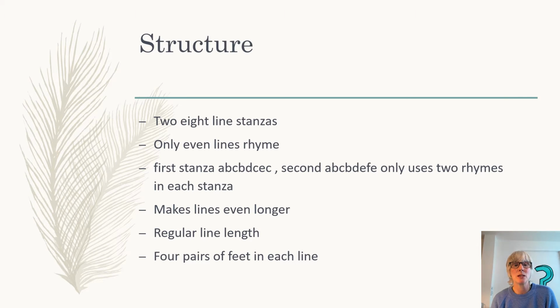The Bs rhyme with the Bs. We've got the Cs rhyming, all those three Cs. In the second, you've got the Bs all rhyming with each other, and then the Es rhyming with each other. So there are only two rhymes in each stanza, which, if you read to the rhymes, makes these very long lines. There is a regular line length in terms of syllable count, and if you think about the rhythm as well, there are four pairs, 1, 2, 1, 2, 1, 2, 1, 2, of feet in each line.